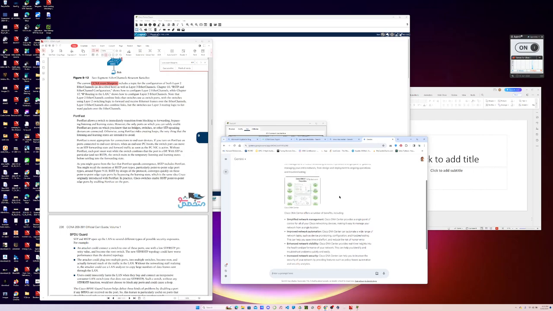Cisco DNA Center offers a number of benefits, including simplified network management, improved network automation, enhanced network visibility, and increased network security. Cisco DNA Center provides a single point of control for all of your Cisco networking devices, making it easy to manage your network from a single location. And it's Ansible doing that, or Puppet or Chef, but the best one is Ansible. Improved network automation: Cisco DNA Center can automate a wide range of network tasks, such as device provisioning, configuration, and troubleshooting. So everything that we're learning up to this point is for this. That's my point.